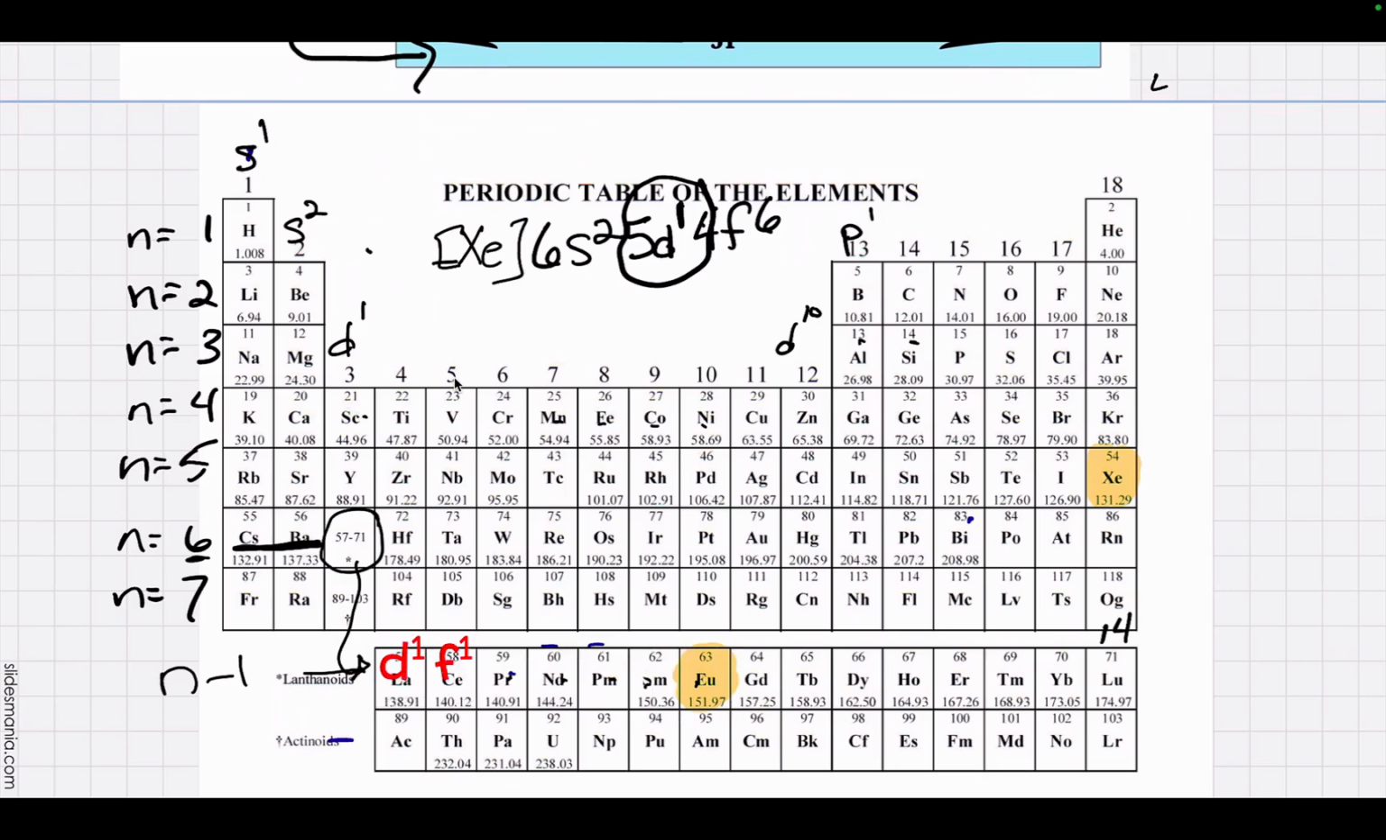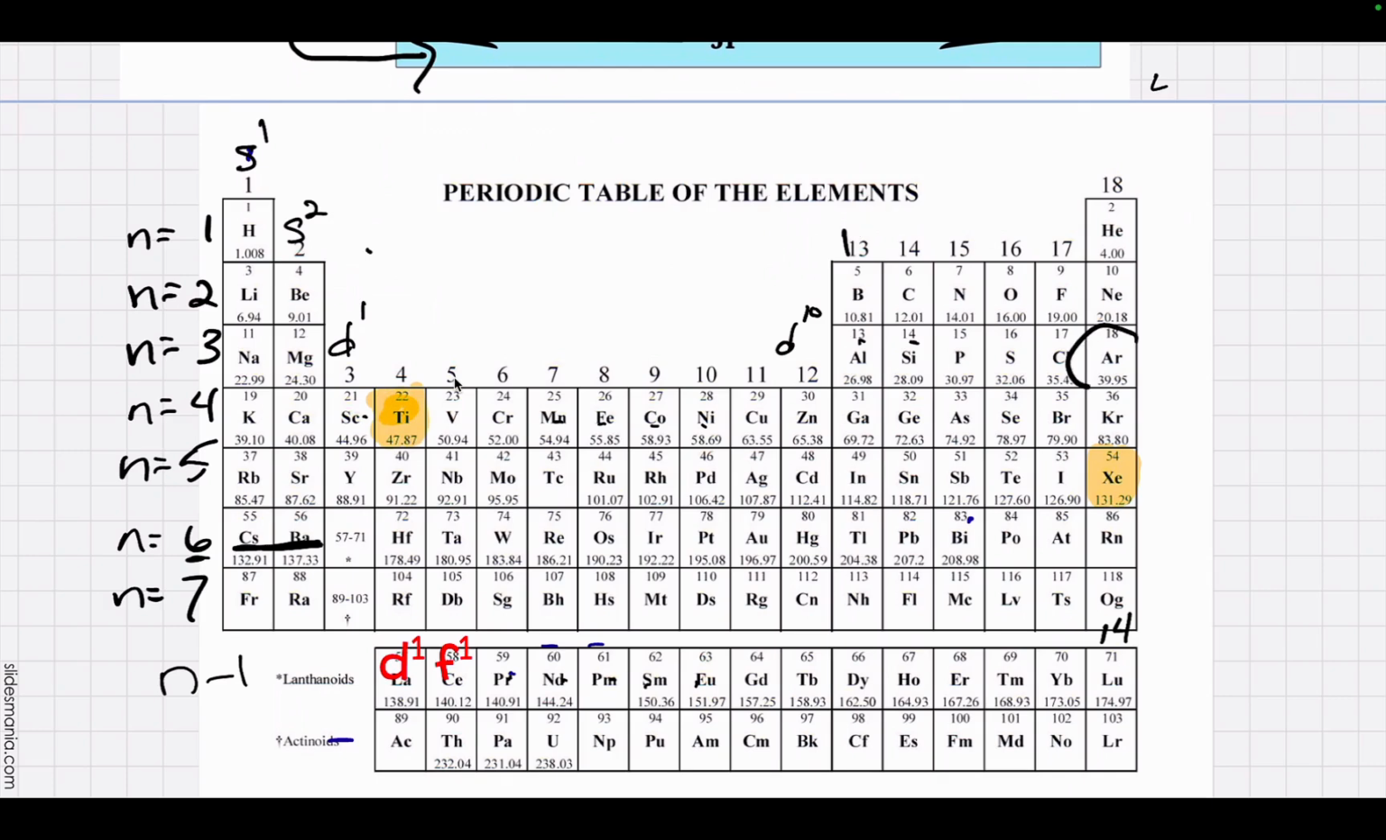Let's try titanium, and then we'll do the ion. So titanium is right here. Again, I'm going to do the noble gas configuration. I'm going to pick argon. And then I'm going to write 4s2.